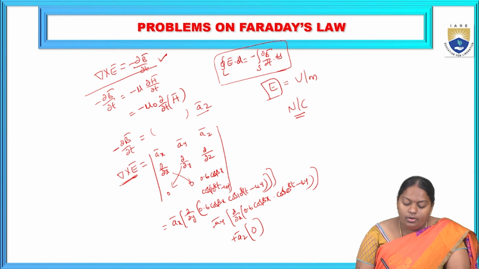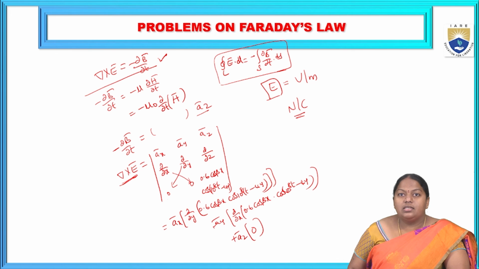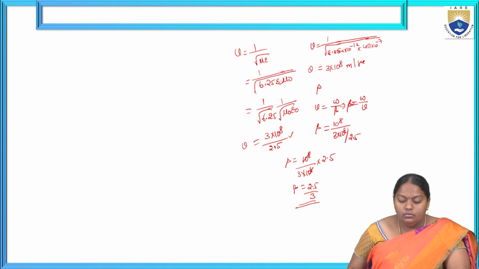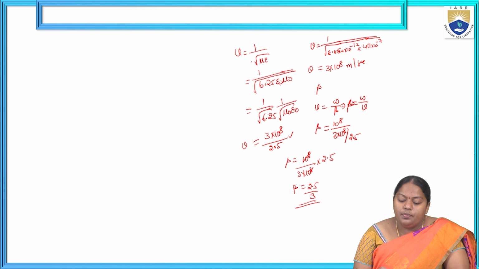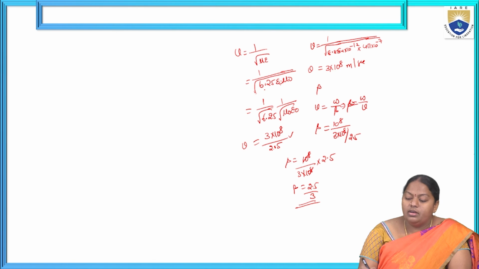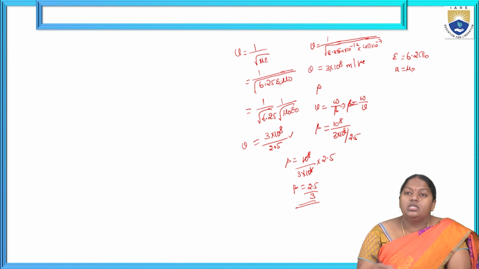Hence, only the z component we can consider, and the x and y components become 0. From that, we'll be evaluating the value of electric field intensity. Now, to find beta, first we have considered the velocity value. Why? Because the mu and epsilon naught values need to be given: epsilon is equal to 6.25 into epsilon naught, and mu is given as mu naught here.